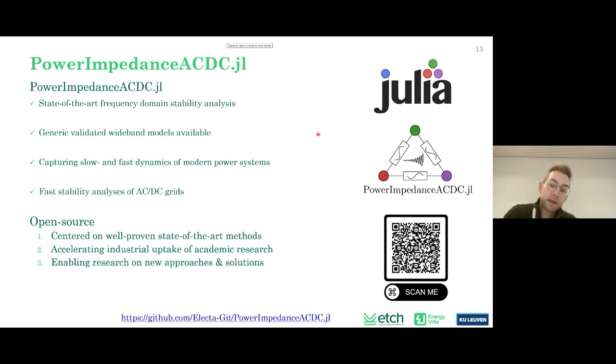The other reason is that within Julia, we have a vast ecosystem of scientific computing, and you have really nice packages. We are also using them in PowerImpedanceACDC. So this is very important to us. This is also a reason why we are relying on Julia, not on a different language.